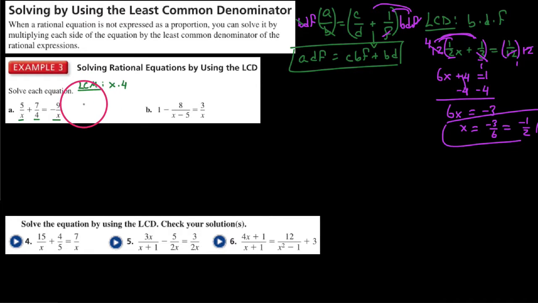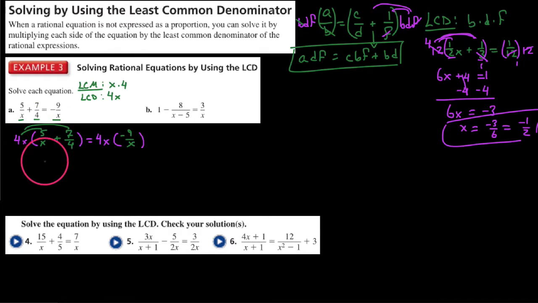So we say our least common denominator is 4x. The least common denominator is just 4x. So what we're going to do is take 4x times everything on the left, and take 4x times everything on the right. What we see happening here is this 5 over x and 7 over 4, and this negative 9 over x. As we multiply or distribute here, we're going to see that some of these factors cancel out.